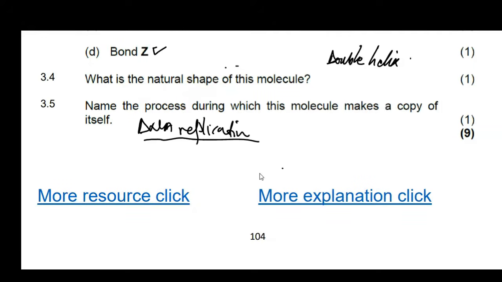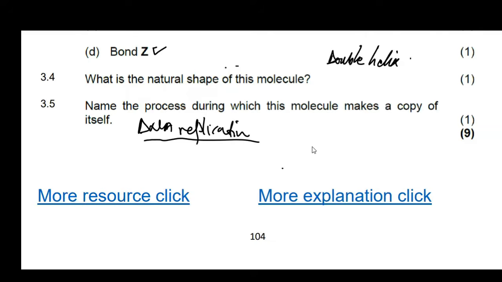So that is the process by which DNA makes an exact copy of itself. Why does it occur? Some questions can come here. Why does DNA replication occur? It occurs to increase or to double the chromosome number.